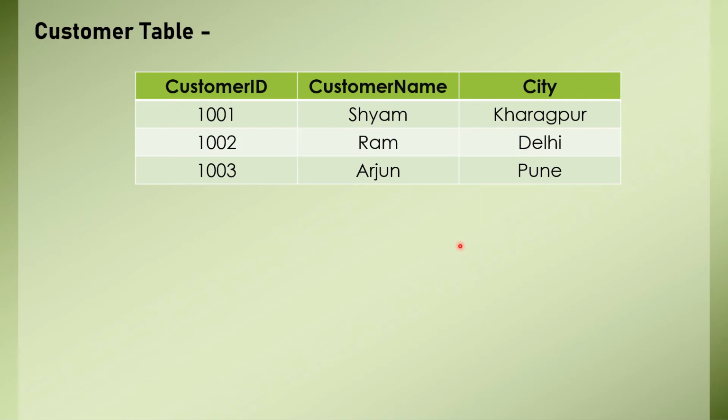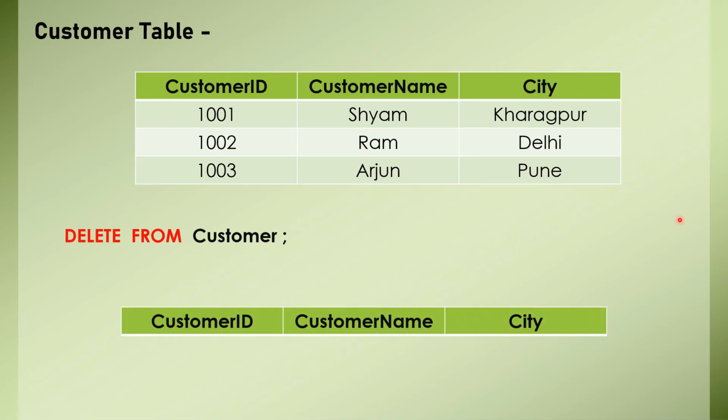But suppose I have just omitted the where clause and I have just written this, delete from customer. I have omitted the where clause, where customer ID is 1001. I have ignored that thing, and I have written only this line, that is delete from customer, right? So what will happen in such scenarios? The result will be something like this. Yes, you will get an empty table. There will be no data in your table, in this table particularly.